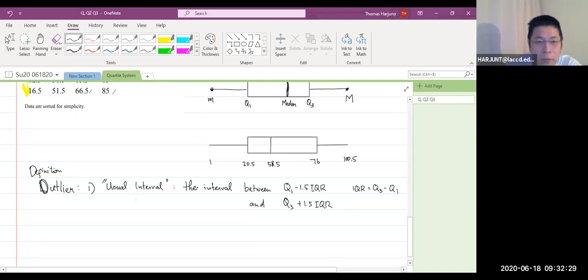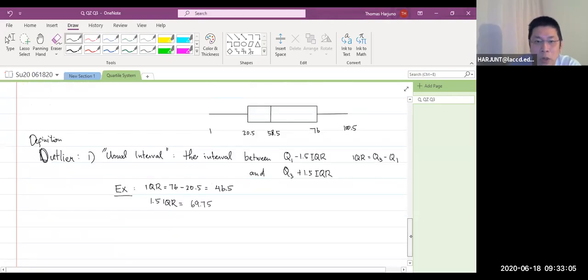Okay, so from the information we have above, our interquartile range will be 76 minus 20.5. What is that? 46.5. Now, 1.5 times that interquartile range, that would be 69.75.